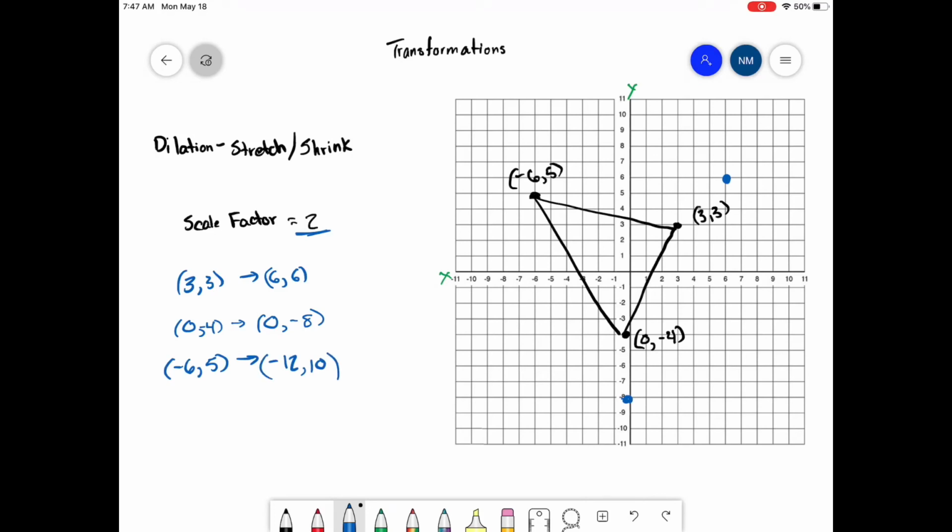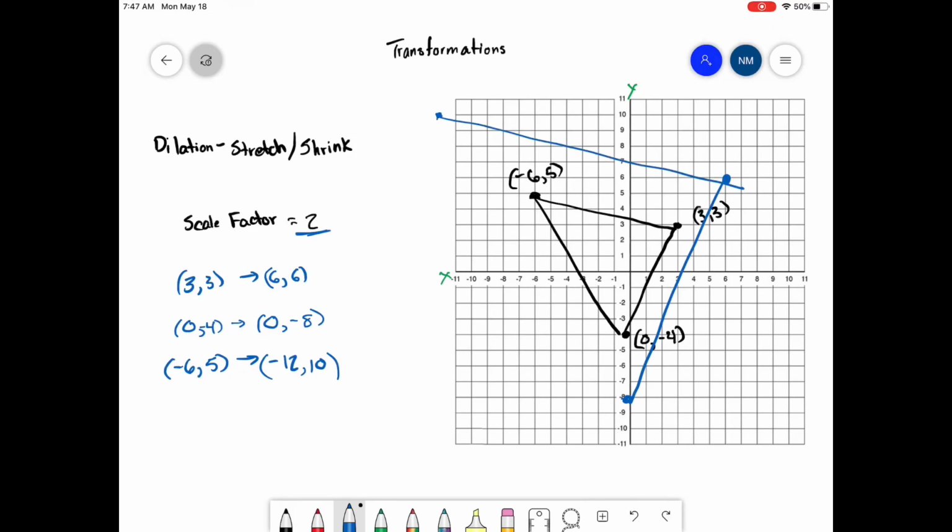So I actually made it a little too big, but I'll just estimate it would be about right here. No, it wouldn't, because that's negative. It would be about right here. So that would give me my new dilated figure.